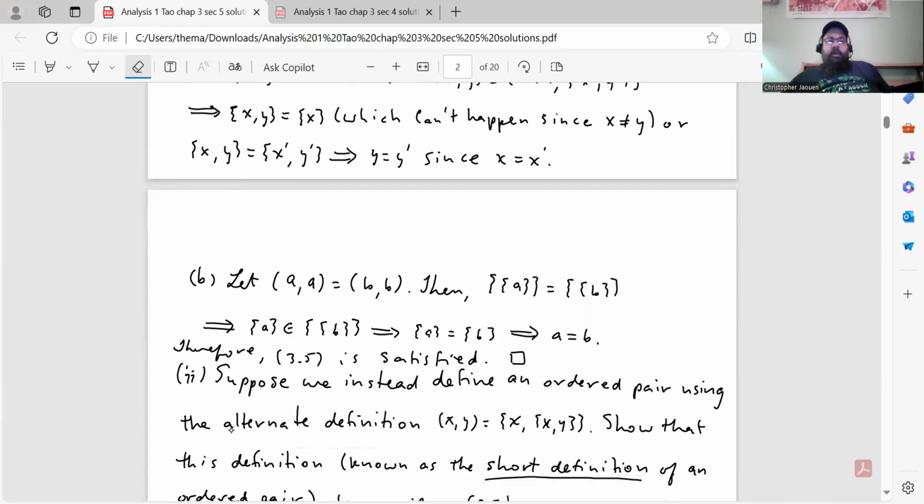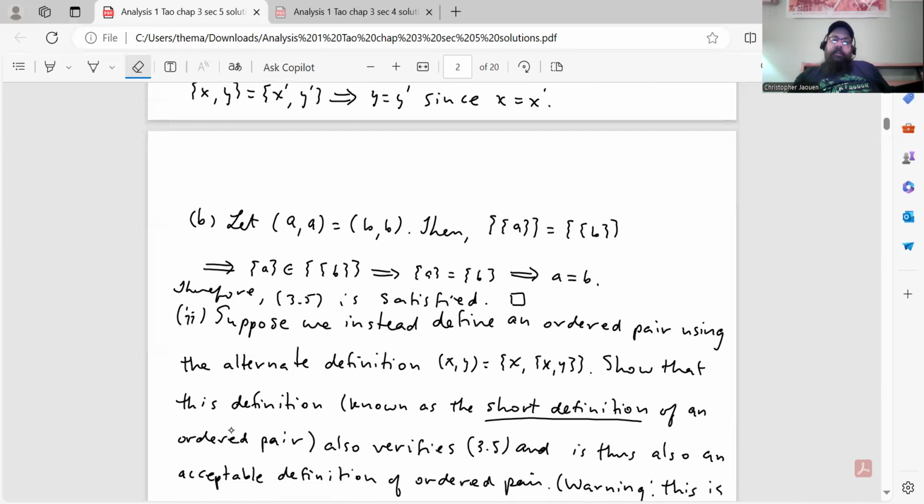Right, and then case B is when the two entries are the same. So let the ordered pair (a, a) equal the ordered pair (b, b). Then the singleton set containing the singleton set {a} is equal to the singleton set containing the singleton set {b}, which implies that the singleton set {a} is an element of the singleton set containing {b}, which implies that {a} equals {b}, which means that a equals b. Therefore, 3.5 is satisfied, which is what he wanted us to show. Okay, so that's the solution for part 1.